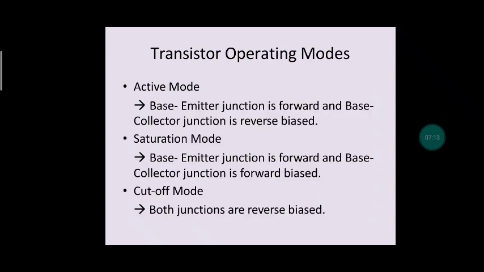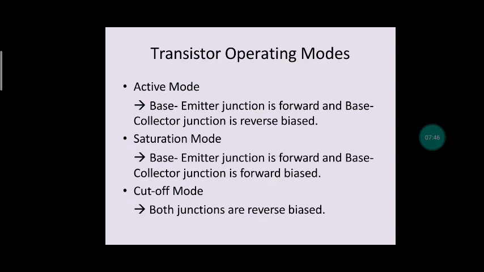So here three modes are there. One is active mode, second is saturation mode, third is cutoff mode. In active mode, the base-to-emitter junction is in forward bias and the base-to-collector junction is in reverse bias. In saturation mode, the base-to-emitter junction is in forward bias and the base-to-collector junction is also in forward bias. Both are in forward bias. In cutoff mode, both junctions are in reverse bias.